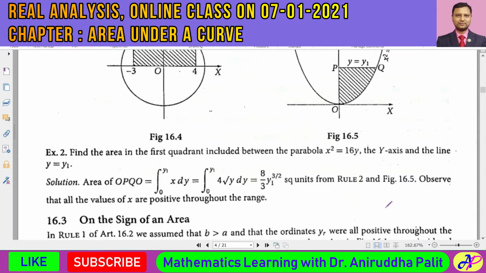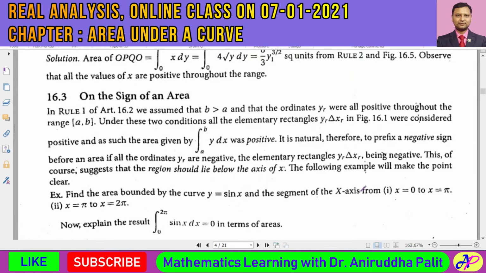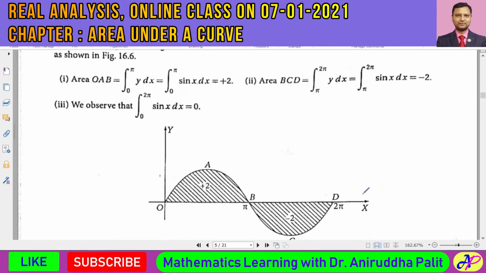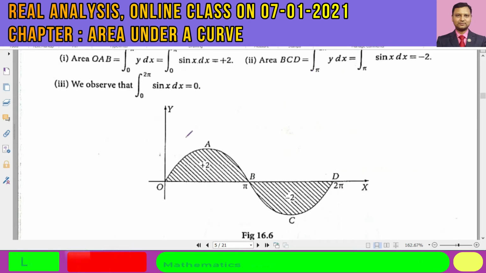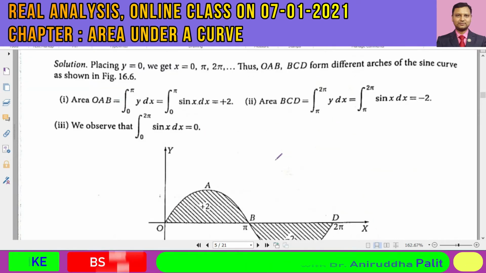Now, a little complicated cases may arise over here. Sometimes the area becomes negative. Consider this kind of example. Generally, what we do, we integrate the formula. Maybe this is the equation. This is the curve of the function sine of x.